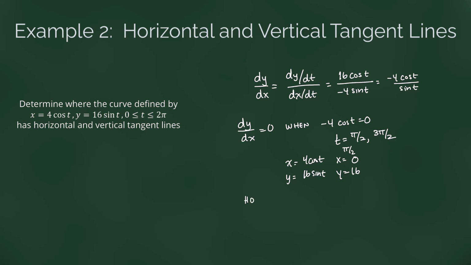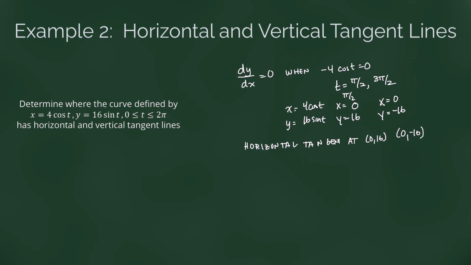So our first horizontal tangent line, where the slope is 0, is going to be at the point 0, 16. And then we can do the same thing for 3 pi over 2. The cosine of 3 pi over 2 is 0, so we get x equals 0 again. But the sine of 3 pi over 2 is negative 1, so we get negative 16 as our other horizontal tangent. Now we can do vertical tangents.